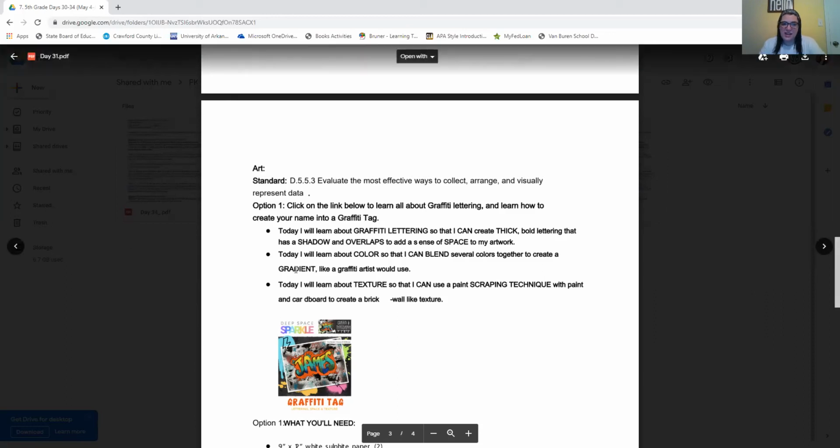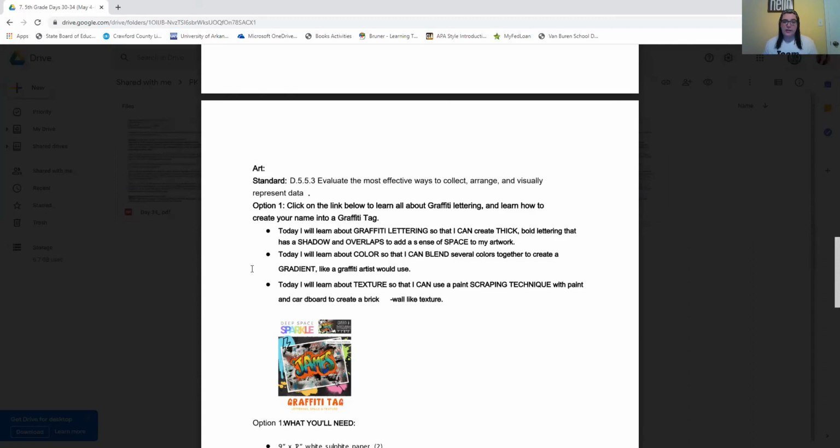So, it's just telling you, these little bullets tell you what you're going to learn if you do that. So today I'll learn about graffiti lettering so I can create thick, bold lettering that has shadow and overlaps to add a sense of space to my artwork. Today I'll learn about color so that I can blend several colors together. Today I'll learn about texture so that I can use paint scraping technique with paint and cardboard to create a brick.